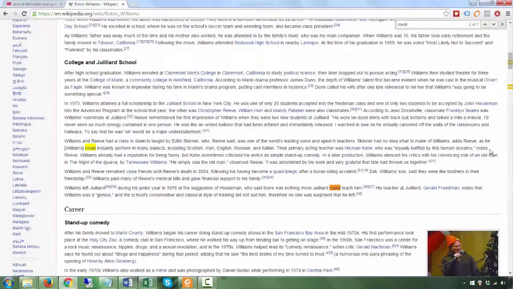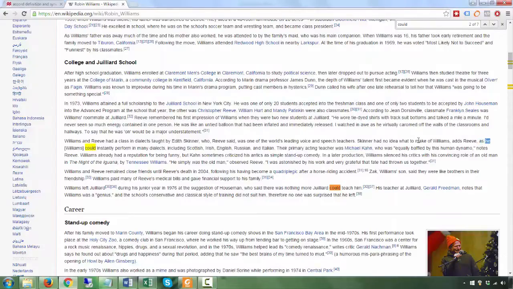In fact, all these are. Okay, let's have a look at this. Skinner, subject, had, a verb in the past simple tense. No idea what to make of this. This is your "as", a conjunction to link two clauses. So you have another clause.